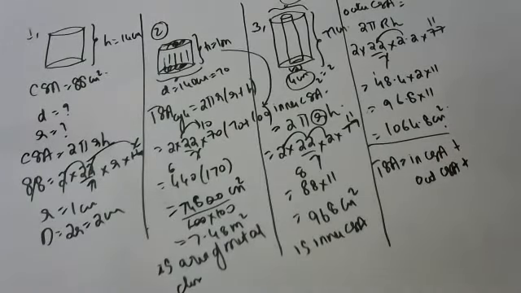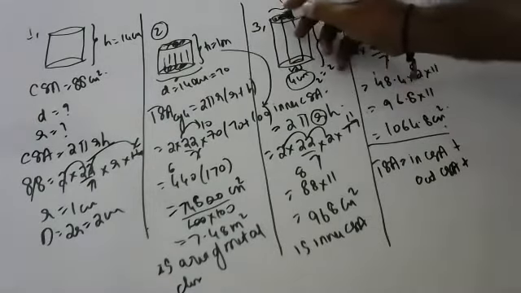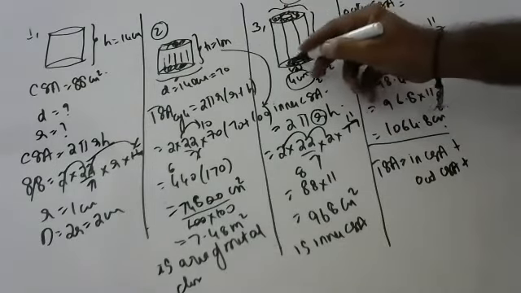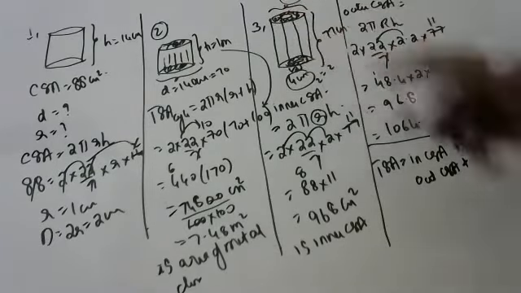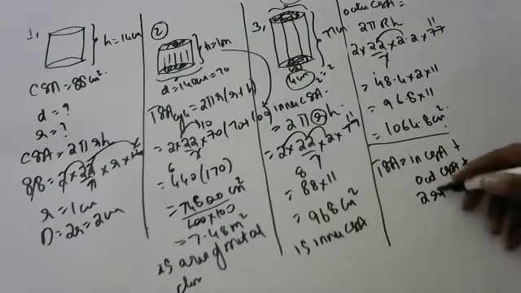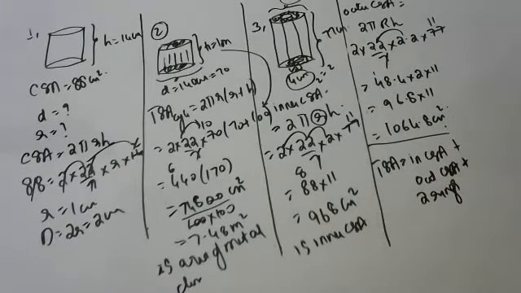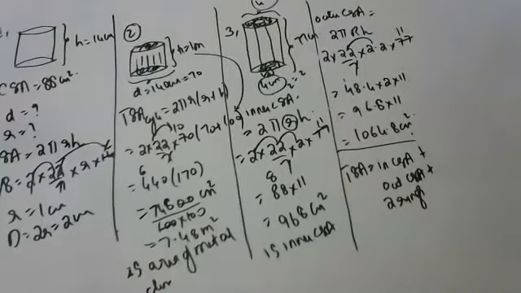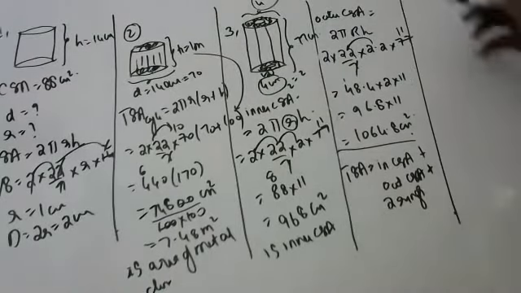Plus area. Which area? The upper ring and the down ring. So 2 rings. What is a ring? Big circle minus small circle. So tell me TSA now.